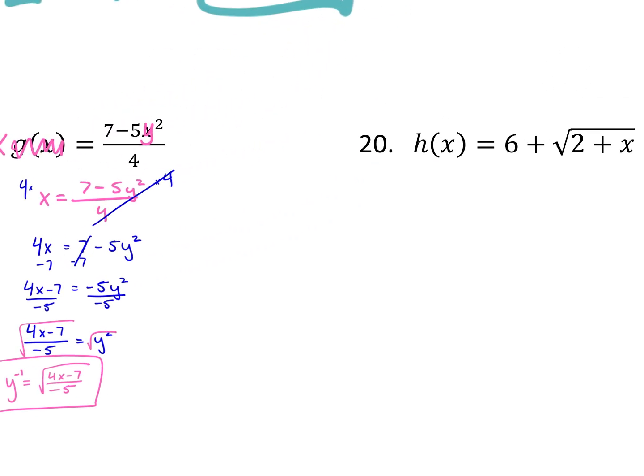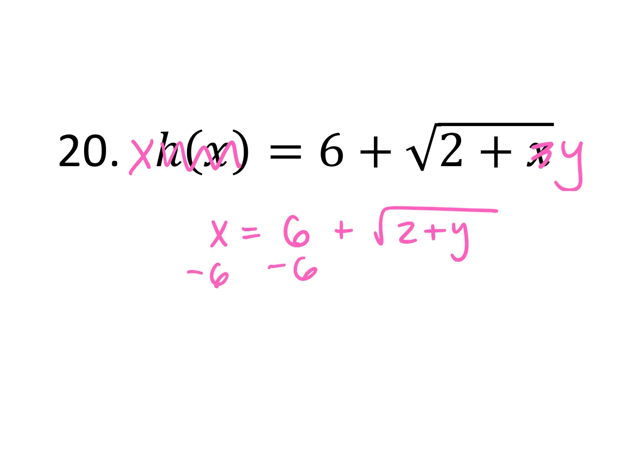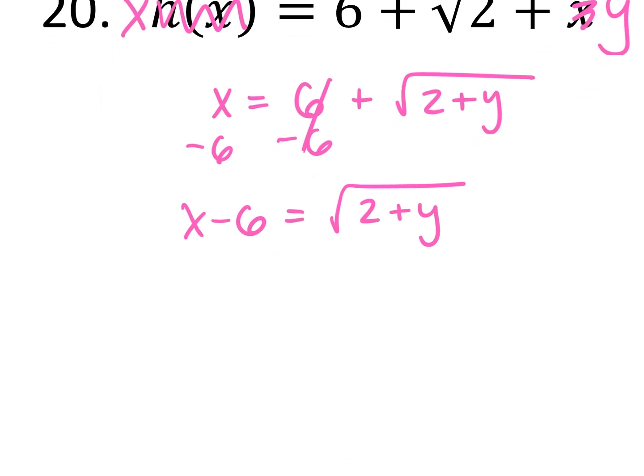All right, let's take a look at 20. So h of x becomes x, and x is going to become y. So x equals 6 plus the square root of 2 plus y. Julian, what should we do first? Subtract 6. So x minus 6 equals the square root of 2 plus y. How do we get rid of the square root now? Square both sides. We're going to raise both sides to the power of 2.